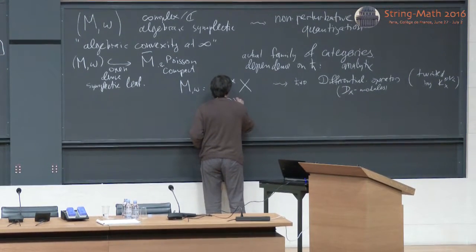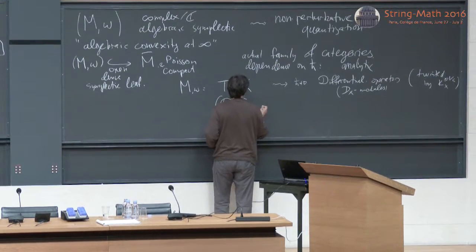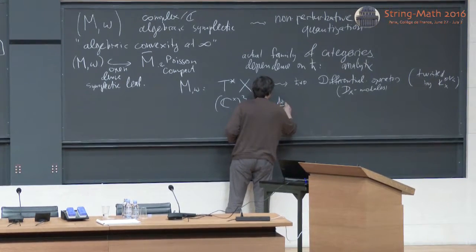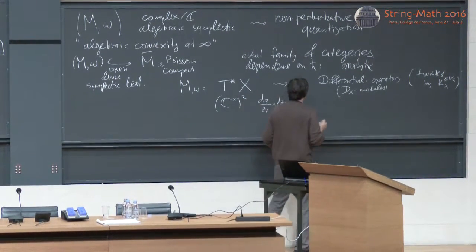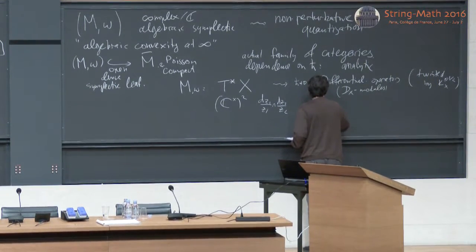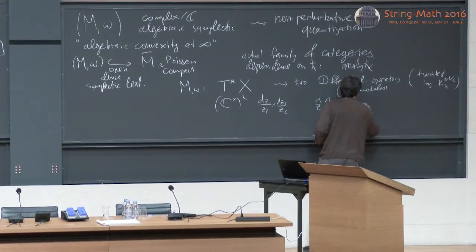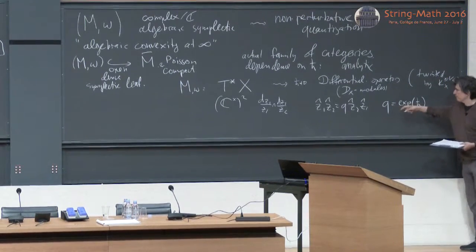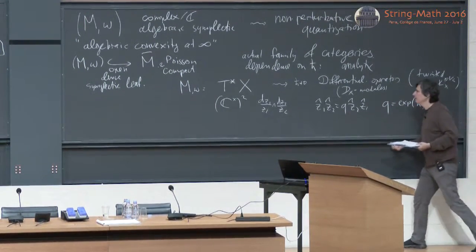There is, of course, C star squared with this form, dz1 over z1 wedge dz2 over z2. You get a quantum torus: z1 hat z2 hat equals q z2 hat z1 hat, where q is the exponent of h bar. So we see it's not algebraic in h bar, but algebraic in the exponential variable.